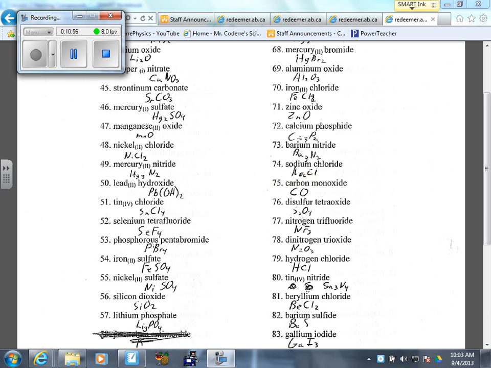Okay, guys, another mistake here. 53 says PBr4. How many is penta? Yeah. I should take my time and not do these when it's 11:30 or 12 o'clock at night. Okay, so PBr5.